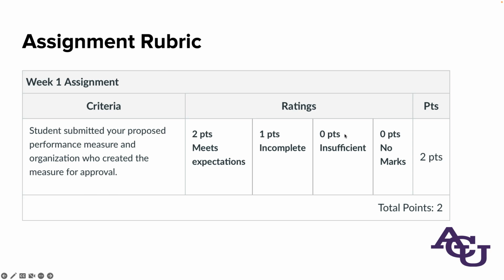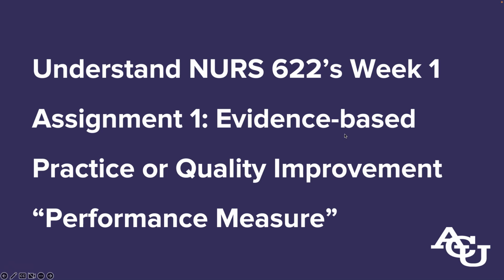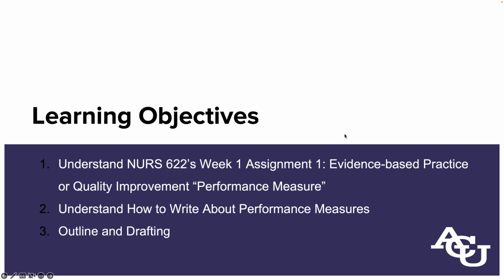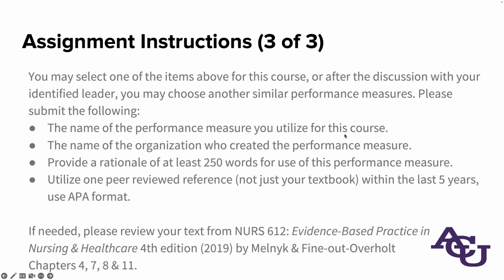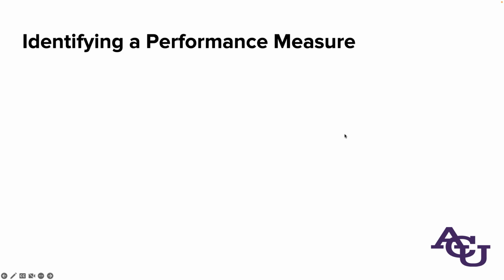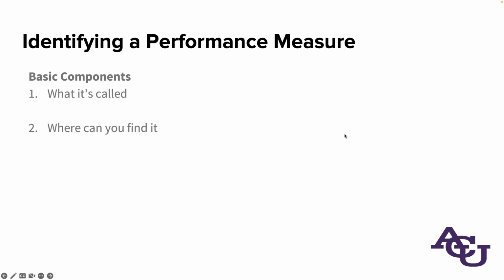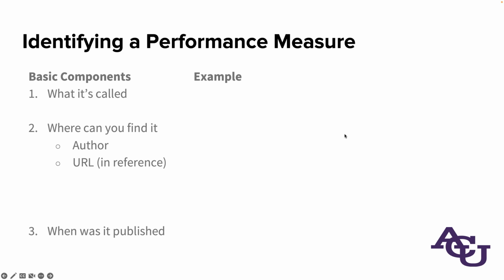So let's do a quick recap of what we've looked at today. We started with a discussion of the specific assignment, the Nursing 622 Week 1 Assignment 1, Evidence-Based Practice or Quality Improvement Performance Measure assignment. Then we talked about how to write about performance measures. We looked specifically at how to take the instructions and start translating them into an argument. This isn't going to be a terribly long paper, but you want to do these things well, you want to do them right because it's coming right back at the end of the semester.